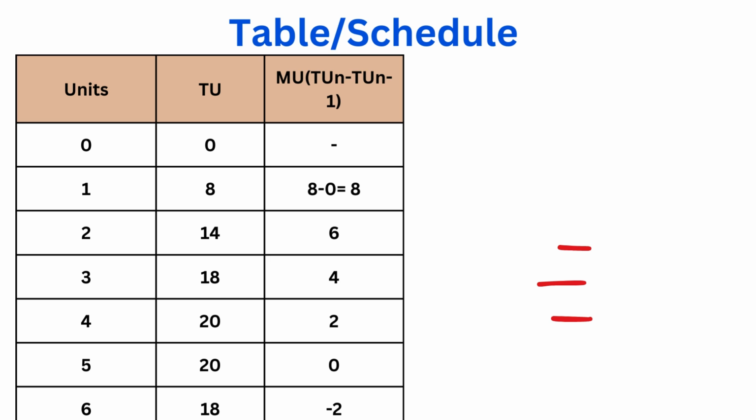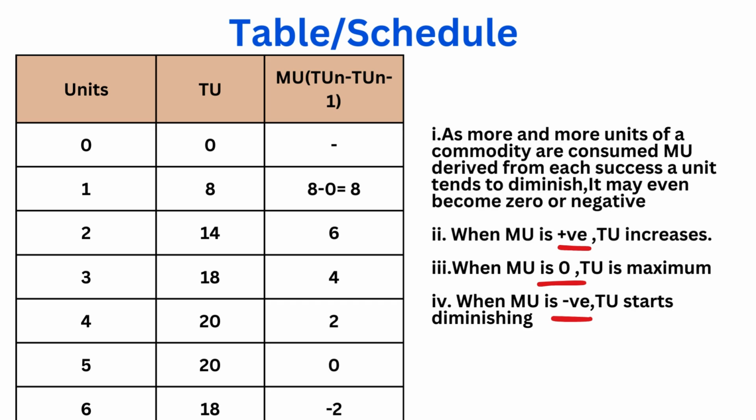So what is MU? We will apply the formula. For the first row, TU equals 0, so MU will be nil. Then TU is 8, so MU will be 8 minus 0, which is 8. And likewise, the table will be formed. So after making the table, we will explain it.